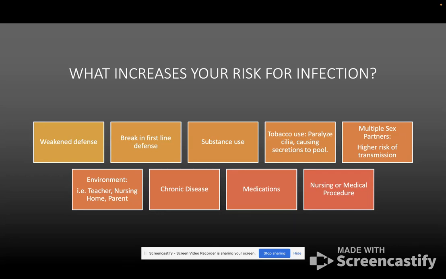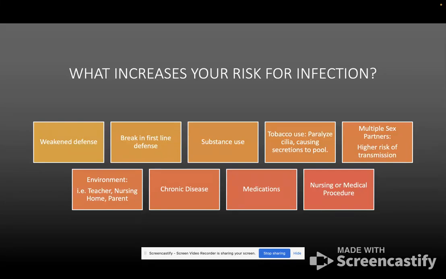You could have a catheter or an IV line. You have a break in your natural defense that can let in infection. Substance use. So any type of substance use, alcoholism, drug addiction, any of those weaken your immunity, and so you have an increased risk for infection.